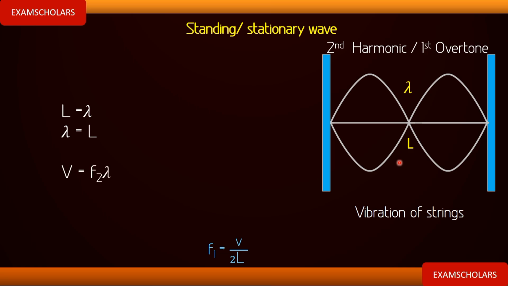Now you recall that V is equals to what? F lambda. Now the sound that you are hearing here is second harmonic. The frequency will be what? Second harmonic frequency. So let's call it F2. That is why V will now be equals to F2 lambda. Okay, now make F2 the subject of the formula. F2 will be V over lambda. Substitute the value of lambda here, so you have V over L.